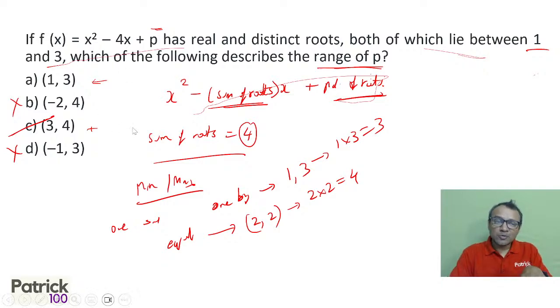So elimination of options is one way that you should know how to do it, and extreme cases are what you do for minimum and maximum. Right? Hope it's clear.